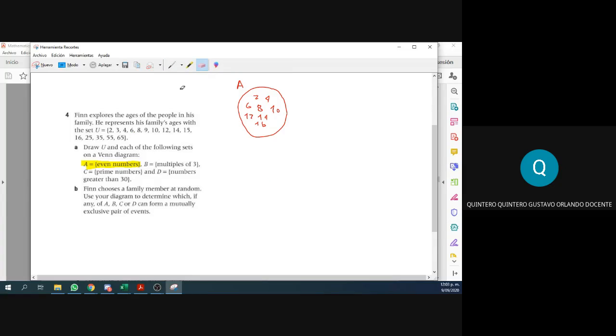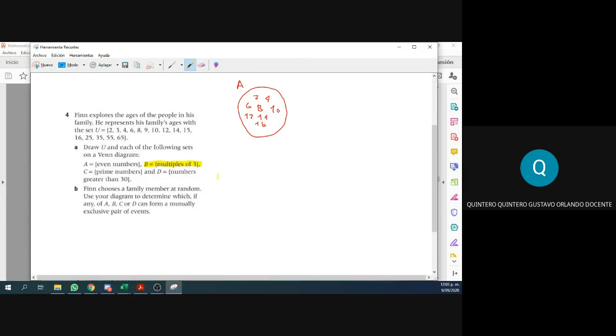We are done. Out of the possible numbers, these are the only ones that are even. Los pares: 2, 4, 6, 8, 10, 12, 14, 16, and that's it. All right, we did it. Let's jump into the second part.